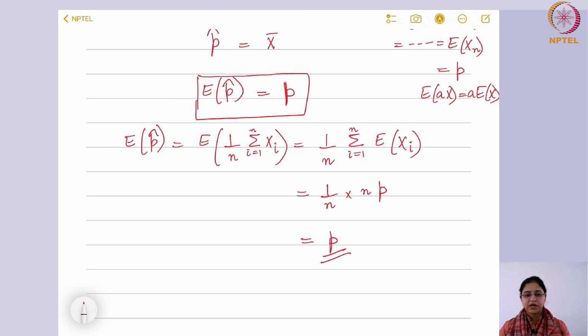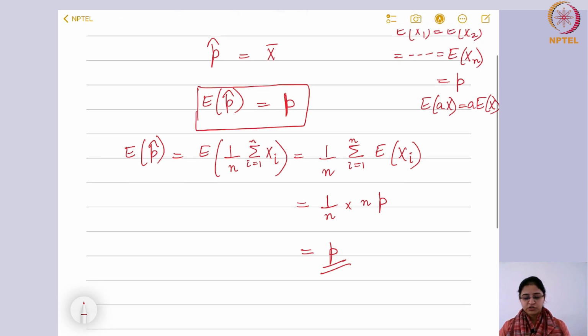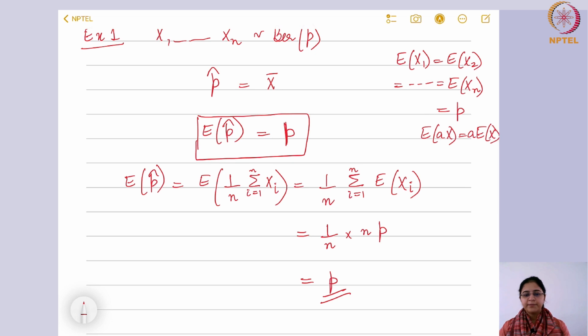So this is an unbiased estimator of your population parameter, that is p. When you are taking a sample from Bernoulli distribution, the sample mean is going to be the unbiased estimator. Basically it means that it is going to have a very nice property of unbiasedness.